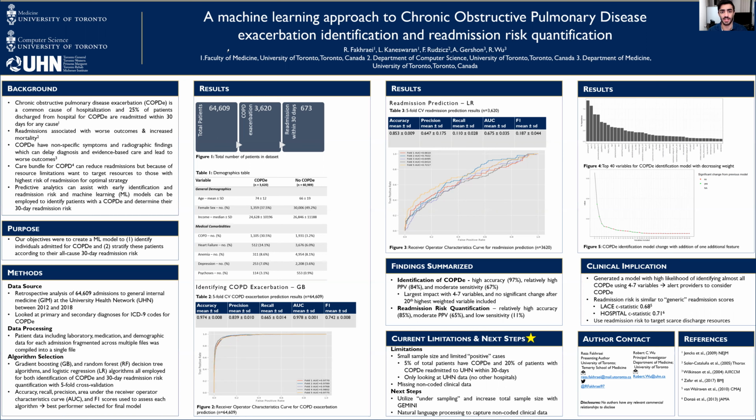Our primary limitation is small positive sample size, with only about 5% of our total patients having COPD exacerbation and only about 20% of those patients being readmitted within 30 days. We're also missing non-coded clinical data. And so to mitigate these limitations, we hope to use undersampling and expand our database with Gemini. And we also hope to eventually use natural language processing to capture some of the non-coded clinical data.